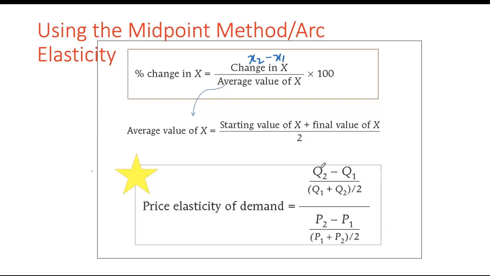So percentage change in quantity demanded is change in quantity divided by the average quantity. Percentage change in price is calculated as change in price divided by the average price. And once you have these two percentage changes, take the ratio and you'll get your price elasticity of demand.